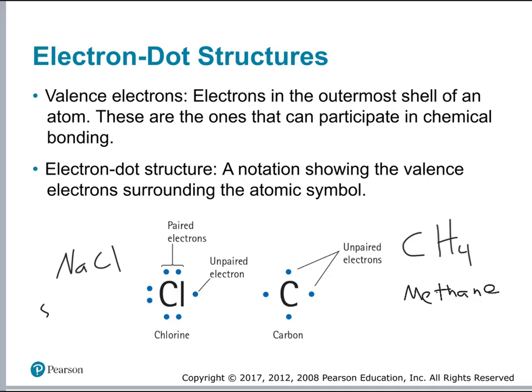And this is sodium chloride, which of course we know is just salt. But the key thing that you need to know is that it's the unpaired electrons that are involved in the chemical bonding, and the number of unpaired electrons that exist in the valence shell tells you how many chemical bonds that element can form.